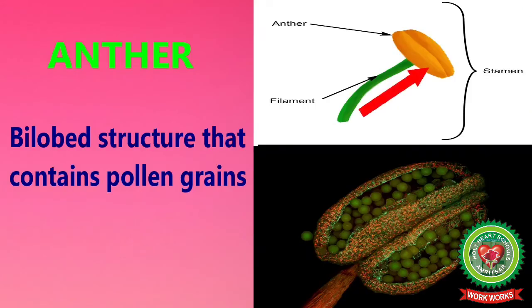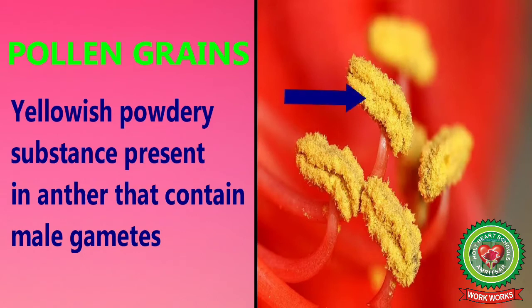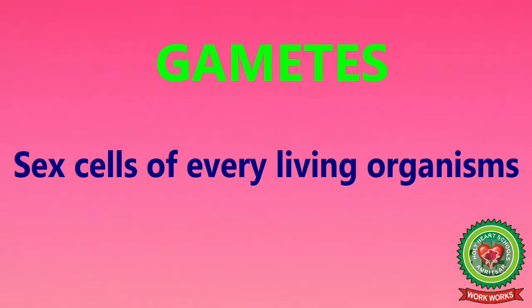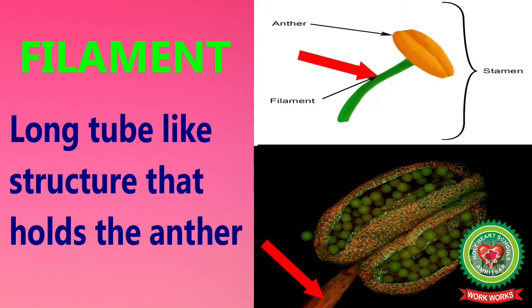Anther is a bilobed structure that contains pollen grains. Now what are pollen? Pollen grains are yellowish powdery substance present in anther that contain male gametes. And students, gametes are sex cells of living organisms. Now underline the word filament and write down its meaning. Filament is a long tube-like structure that holds the anther.